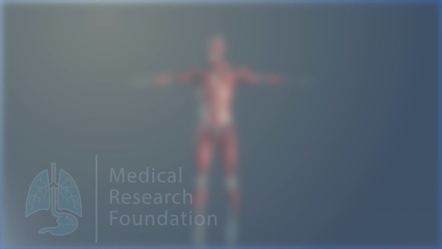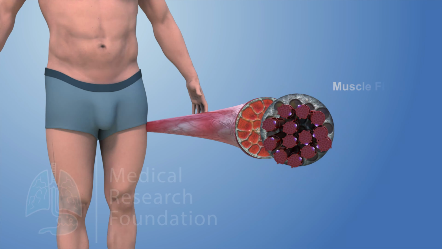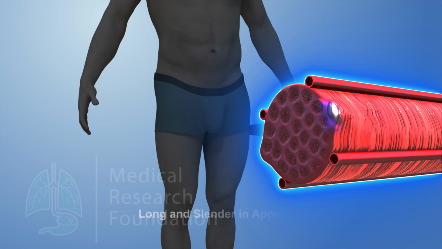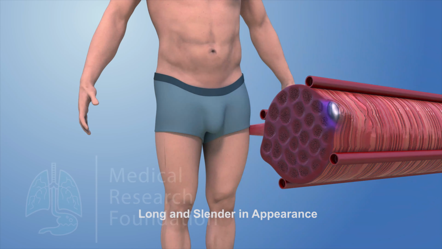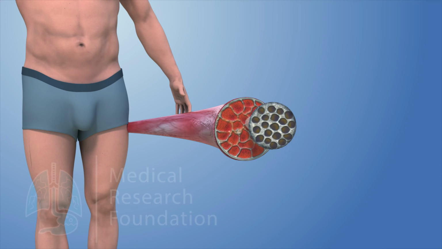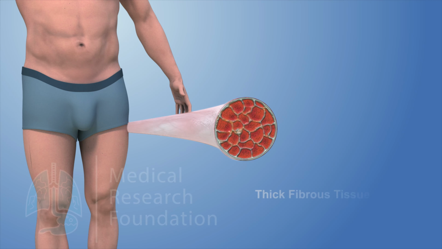Muscle mass, or muscle tissue, is made up of a large number of individual muscle cells, or myocytes. The muscle cells are commonly called muscle fibers because these cells are long and slender in appearance. Skeletal muscle fibers are multinucleated and are arranged parallel to one another with some connective tissue. Muscle mass is separated from the neighboring tissues by a thick fibrous tissue layer known as fascia.